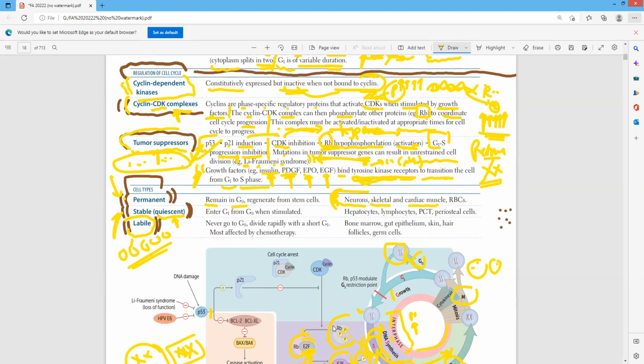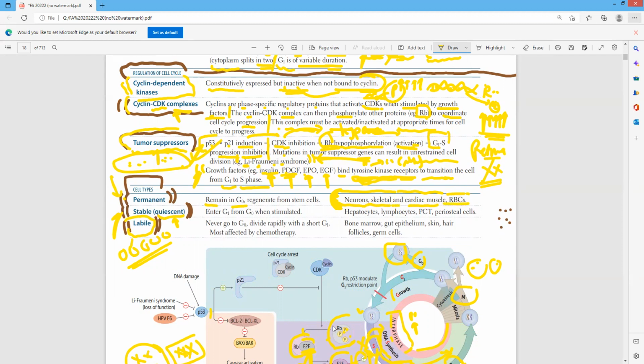If you have a dog chasing you and you want to run, you will use all of that muscle to escape. But if they undergo cell division, it will be bad. So they remain in G0 to work all the time, to be alert.